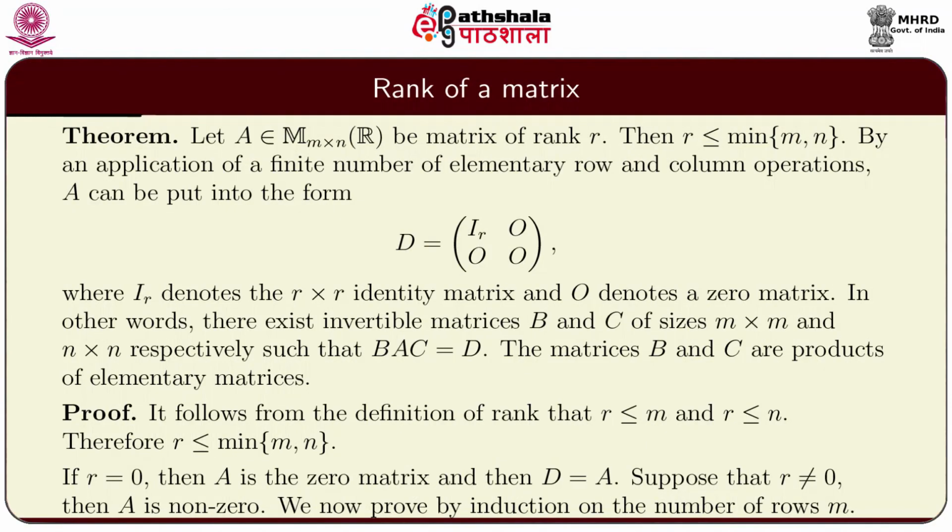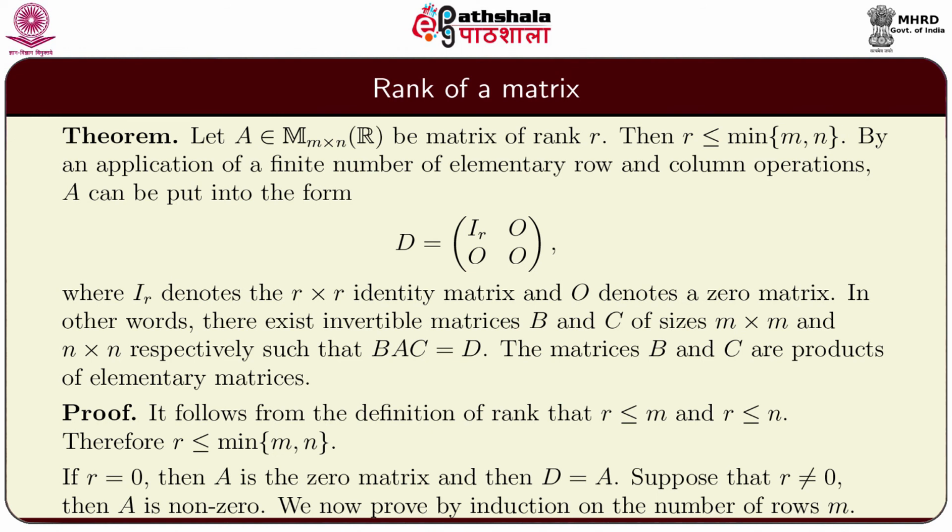This gives us a method to compute the rank of a matrix, provided of course we know that row reduced echelon form is unique. We now prove a theorem which talks about the structure of a matrix, and we will see that it will have very useful corollaries.